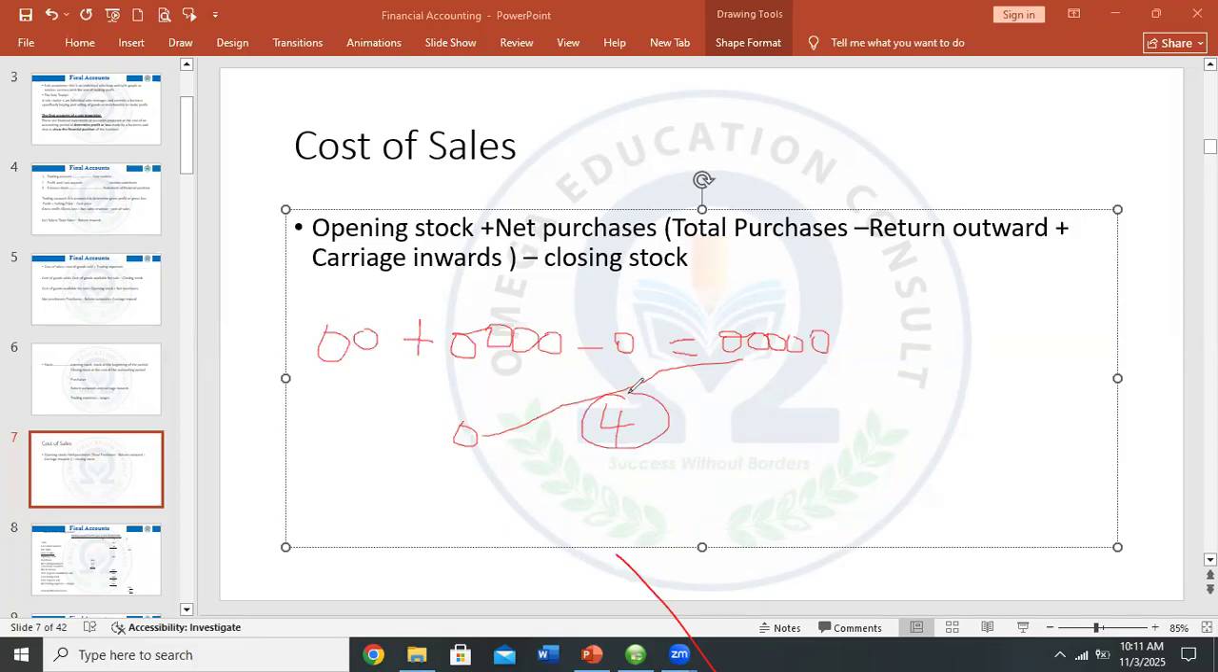So now the 4 that the trader has sold will be the cost of goods he or she has sold. How did we get that? We subtracted the closing stock, the remaining stock, from what she had available. That's the point I want to put across. If you are still confused, please feel free to share so that we clear that confusion.